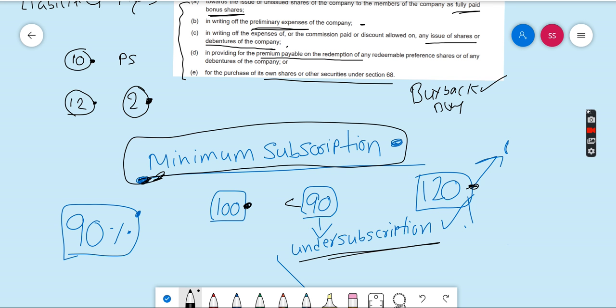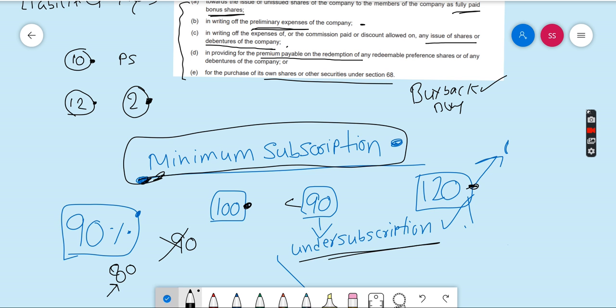So first we will discuss what happens if your issue doesn't meet even the minimum subscription, like 90 people you said, but they subscribed only 80. Then your entire IPO, or your entire issue, will get cancelled. Then these 80 people, they already gave share application money to you, right? You need to refund them.